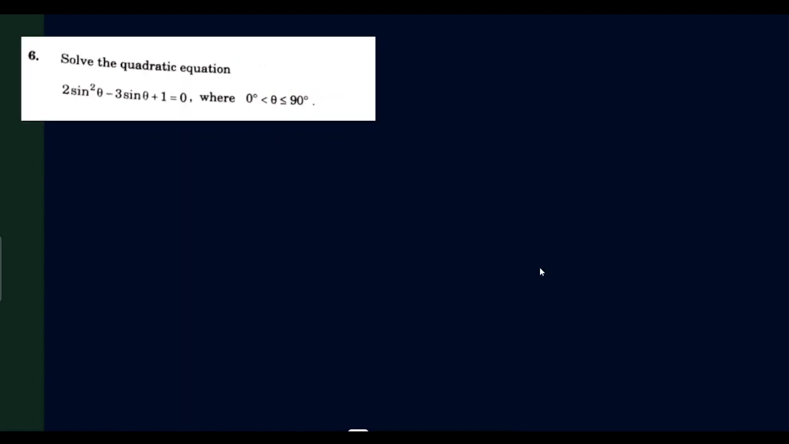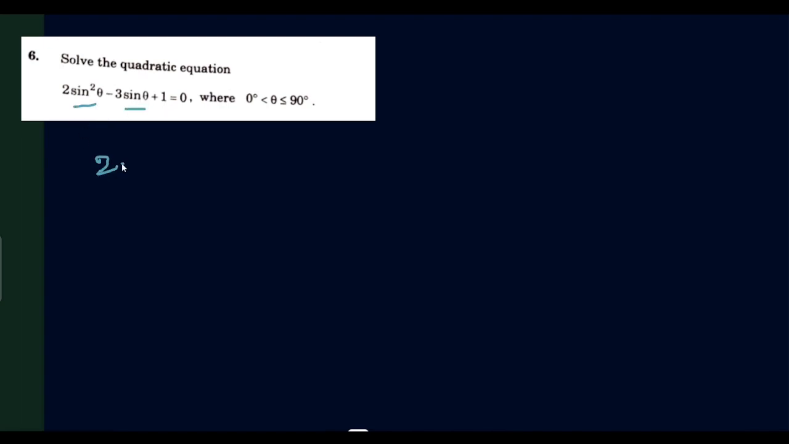Now here they have given a quadratic equation, but it is in terms of sine theta. Now we have to solve it. Wherever you see solve, you simply need to find the zeros or roots of the quadratic equation, right? But here this quadratic equation is in terms of sines. So let's see how to find it. For example, I have considered here sine, here it is sine, here it is sine, right?